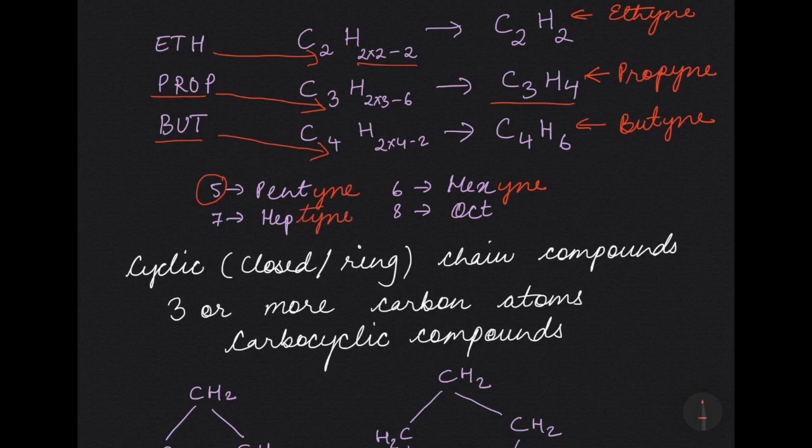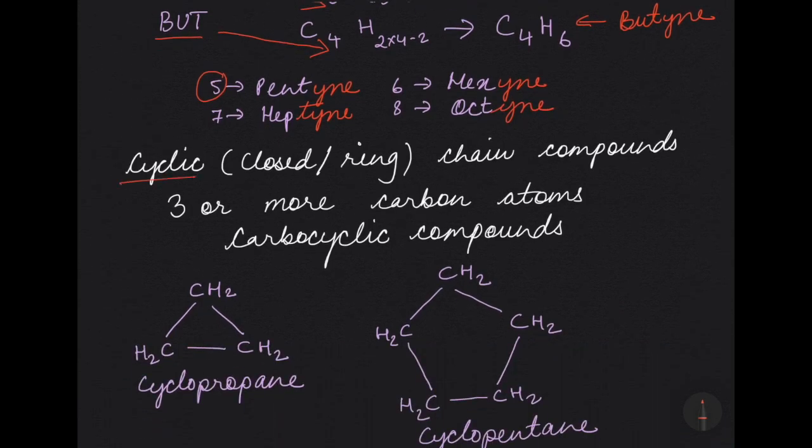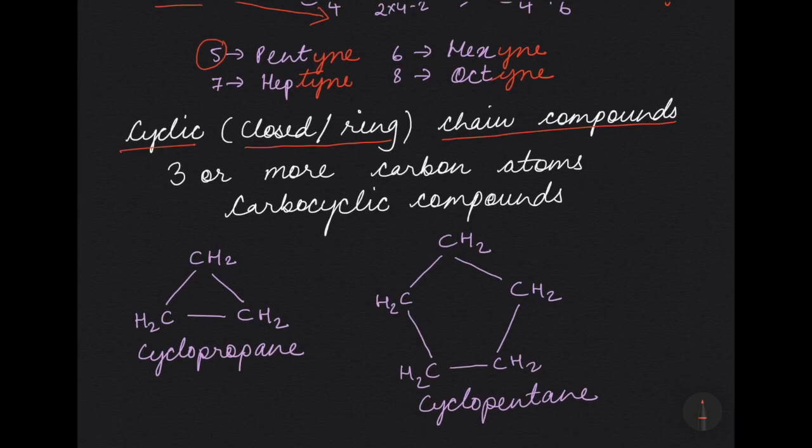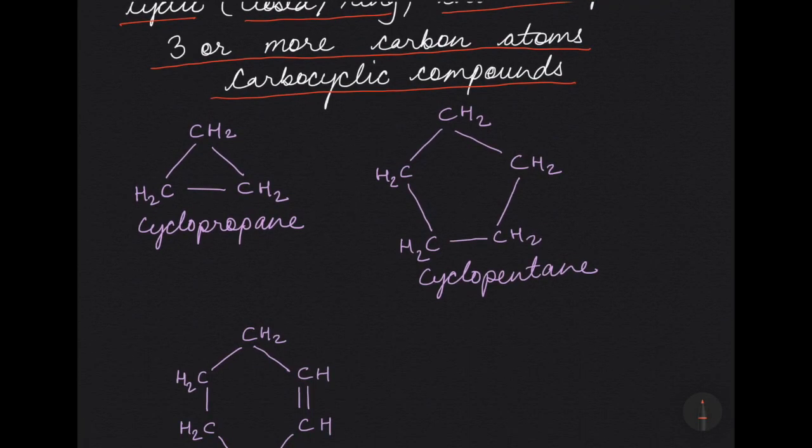and 8 octyne. Okay, now coming to the cyclic, which is also known as closed or ring chain compounds, to form a ring, how many carbon atoms must be there? There must be 3 or more carbon atoms. And they are also known as carbocyclic compounds. So here, if there are 3 carbon atoms with single covalent bonds, then it is known as cyclopropane.